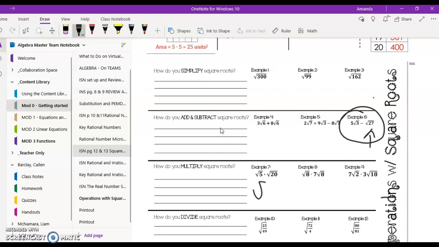So when you have this, root 5 times root 20, that's the same as saying root 5 times the square root of 20, because it has a square root sign. So you can multiply under a square root sign. Root 5 times root 20 means you have the square root of 100. And the square root of 100 is 10. So for example 7, it simplifies to 10. But you can only multiply under a square root sign. When you're multiplying, order doesn't matter.